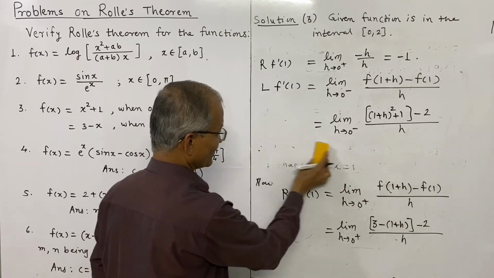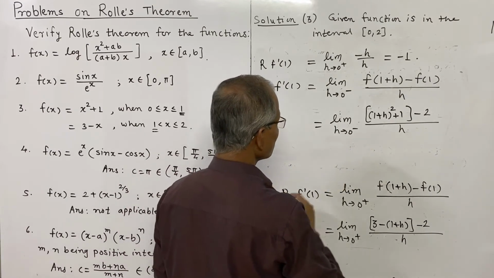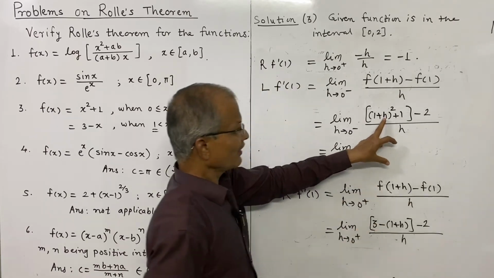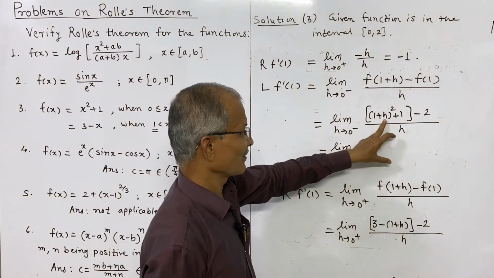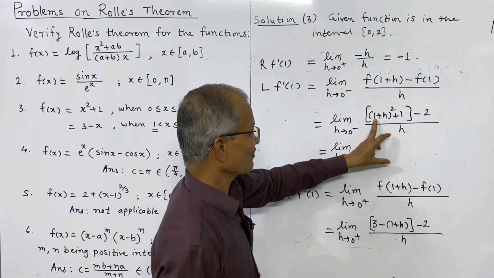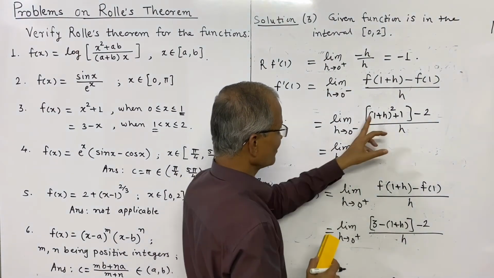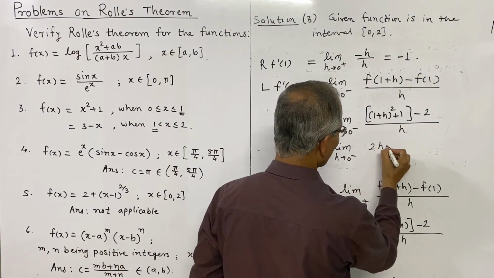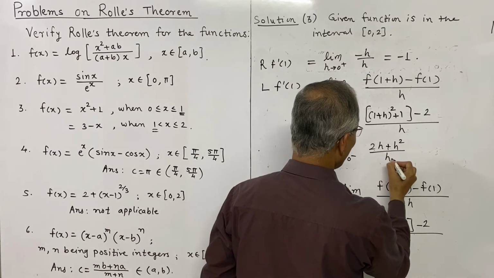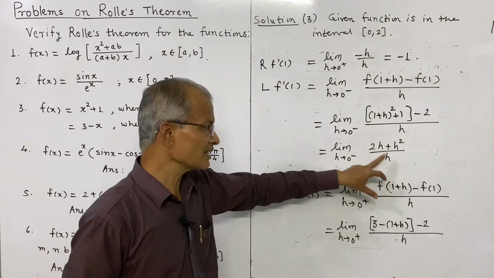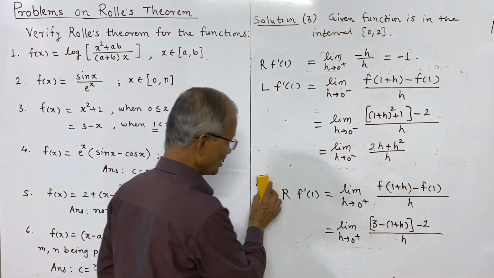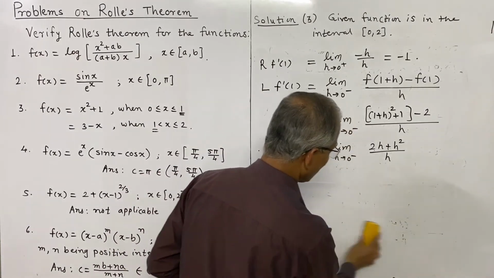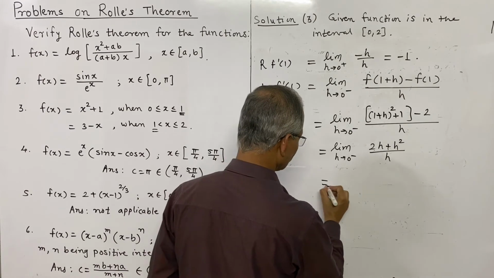And now see, simplify this. It is limit h tends to 0 from left, and if you expand this, it is 1 plus 2h plus h square plus 1. So 1 plus 1 is 2, and that 2 cancels with this 2. What remains is the middle two terms, 2h plus h square divided by h. If you take h common and cancel that h with the denominator, dividing both numerator and denominator by h, what remains is limit h tends to 0 from left.